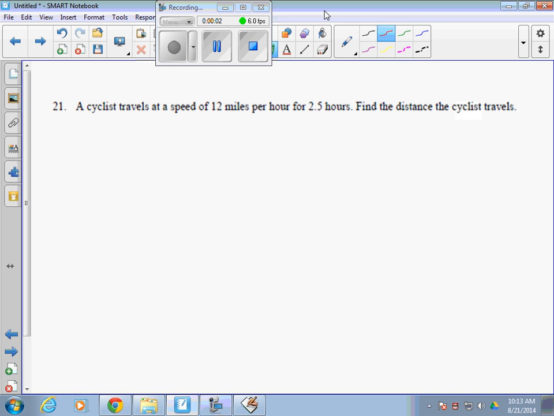This is Algebra 1, test number 2. Finished through lesson 1.3, only including 1.1 and 1.2 in this test, though. Part 2, we're picking up at number 21.